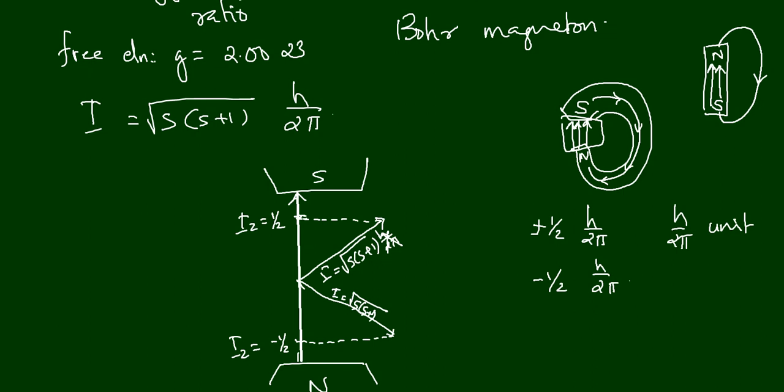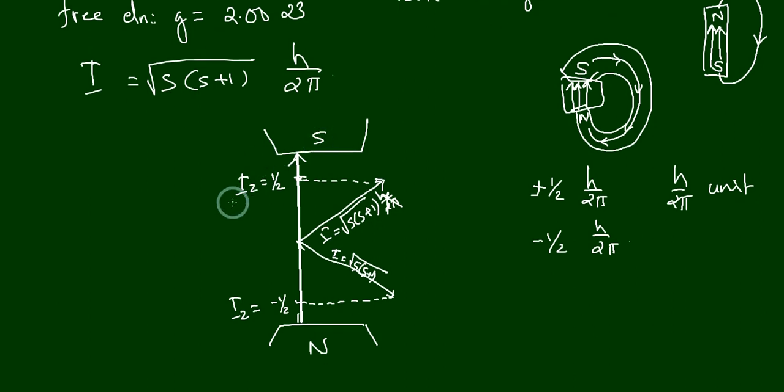So the component of Iz is like this. From here to here, this is Iz, and that is Iz equal to half. And this is another Iz which is minus half. These are the directions: this is upward and this is downward.